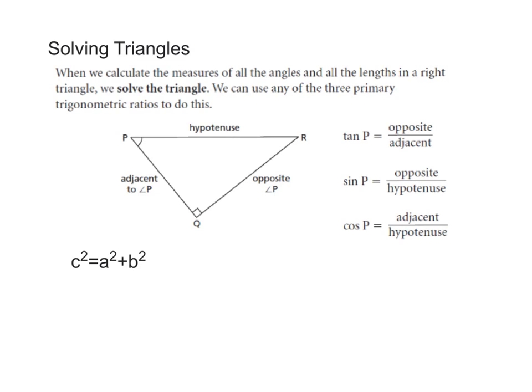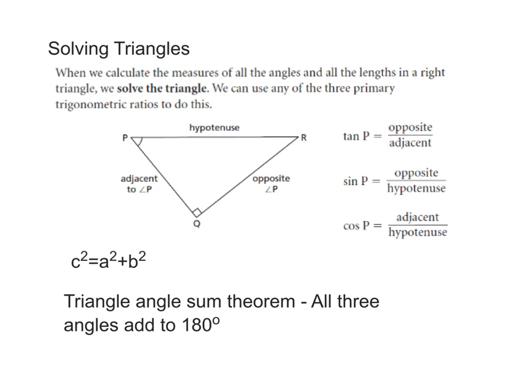And the other thing that you have at your disposal is called the triangle angle sum theorem. You may not have heard it by that name before, but the triangle angle sum theorem says that all three angles in a triangle add up to 180 degrees. So these are the three things that we're going to use when we're asked to solve a triangle. Trig ratios, Pythagorean theorem, and the triangle angle sum theorem. And we're going to decide which ones to use based on what information we have. Everyone's going to be a little bit different.